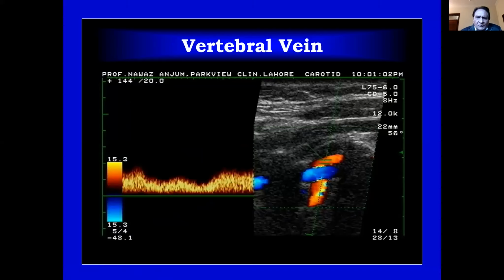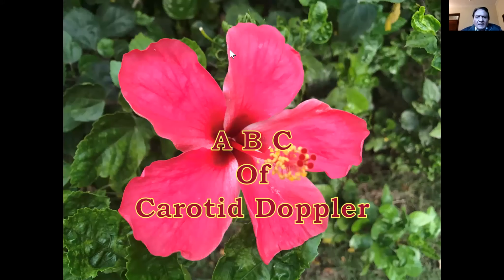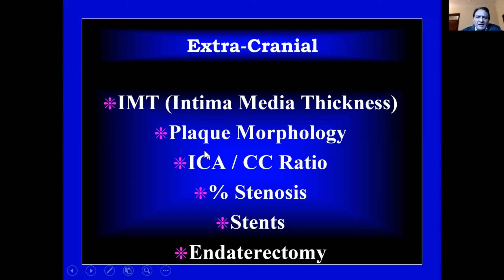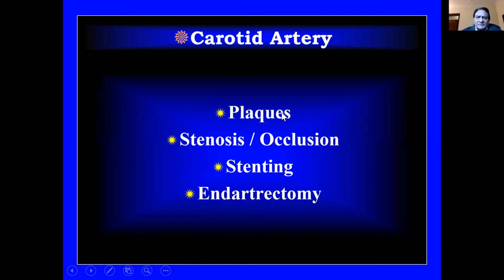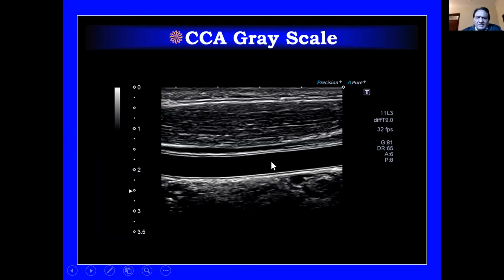Now we come to the carotid Doppler. These are the things you have to evaluate: IMT, intima media thickness, plaque morphology, ICA/CCA ratio, percentage of stenosis by diameter and percentage of stenosis by cross-sectional area, stents, and endarterectomy. Plaques, stenosis, stenting, all these we have to look at. Now this is a grayscale image showing the vessel and intima and media. We should not include the adventitia in our measurement.